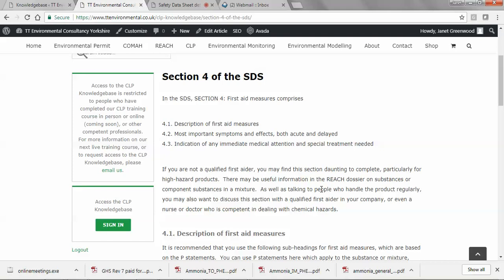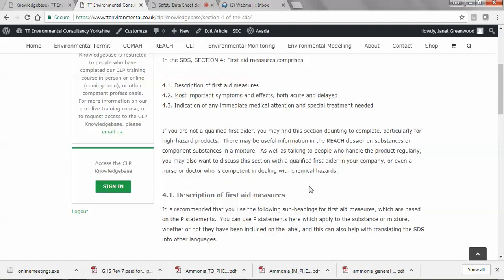And that's why it does worry me, this section, as someone who has zero medical training, that if you're dealing with something fairly hazardous, you want to make sure that people are getting the right information at the point where they really need it, or their first aider needs it.